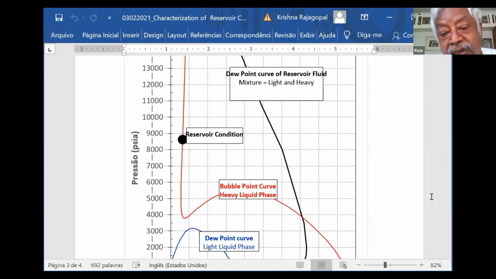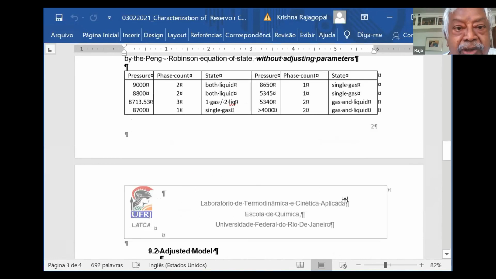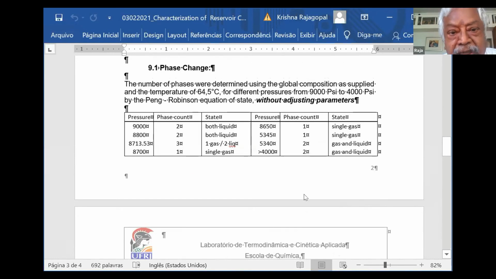So this presents a very complex behavior. If you can see, for example, even without adjusting parameters, it can have two liquid phases at a certain pressure. Then it has one gas phase and two liquid phases at a particular pressure. Then single gas. This is for naphthenic compounds, with high carbon dioxide.